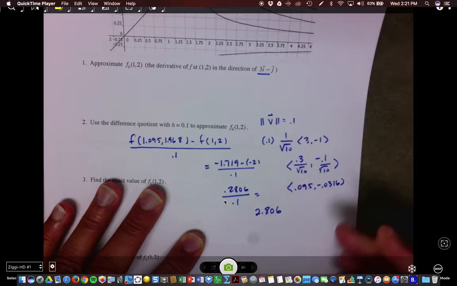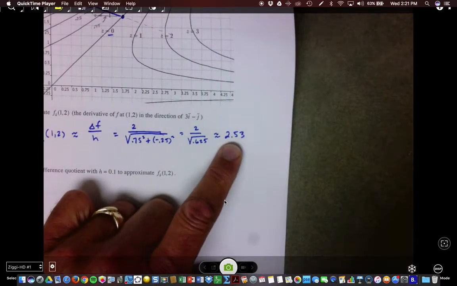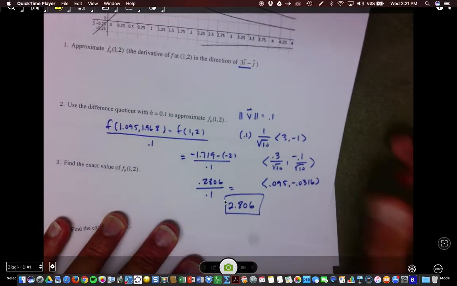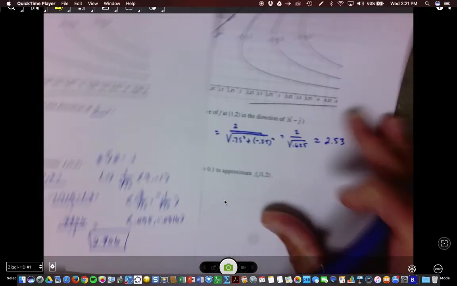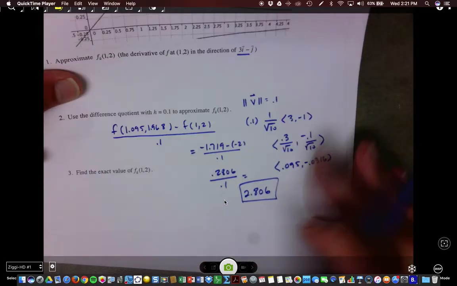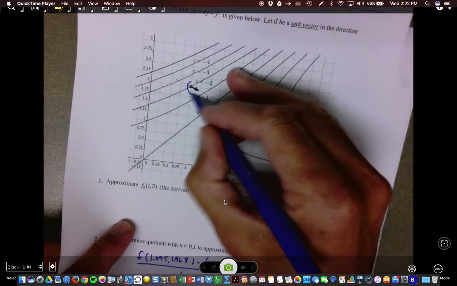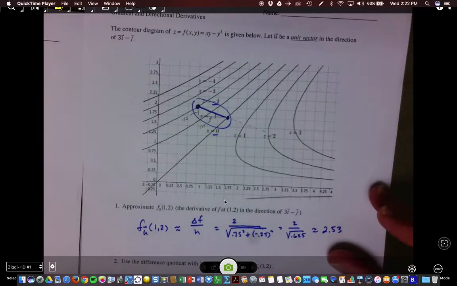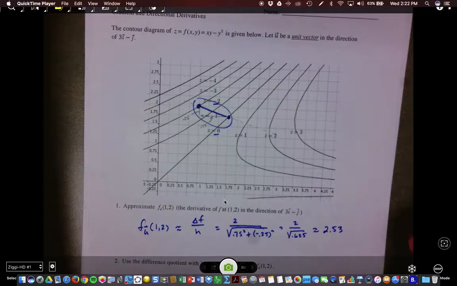You're going to get a decent approximation here of 2.806. If you compare those answers that we got, the first approximation was 2.53, and we got a new approximation of 2.806. If I asked you which one of those you think is probably more accurate, I would hope you would say this one, because this displacement is a lot smaller than that displacement. We'd end up getting a better approximation of an instantaneous rate of change over a shorter distance.